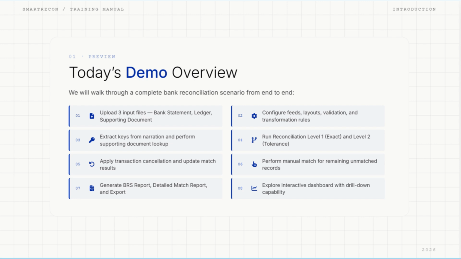After the data preparation is complete, we will execute Level 1 and Level 2 reconciliation, allowing Smart Recon to automatically compare transactions using predefined matching rules. We will then review the matched transactions, investigate remaining exceptions, generate reconciliation reports, and finally explore the interactive dashboards that provide operational insights through drill-down analysis.